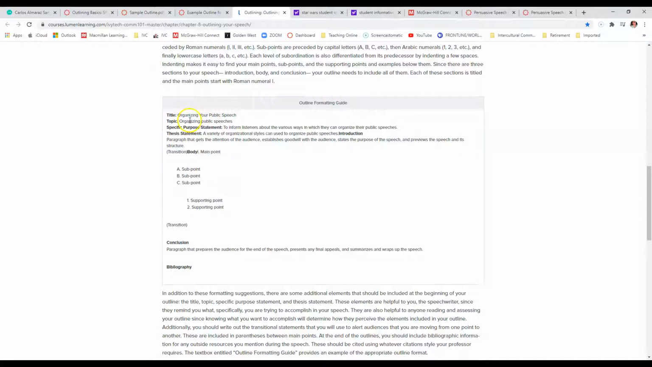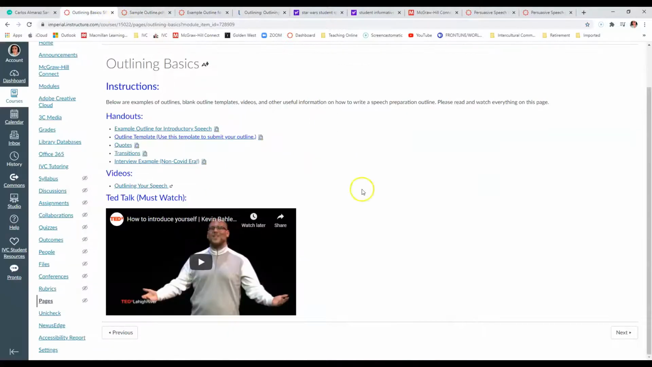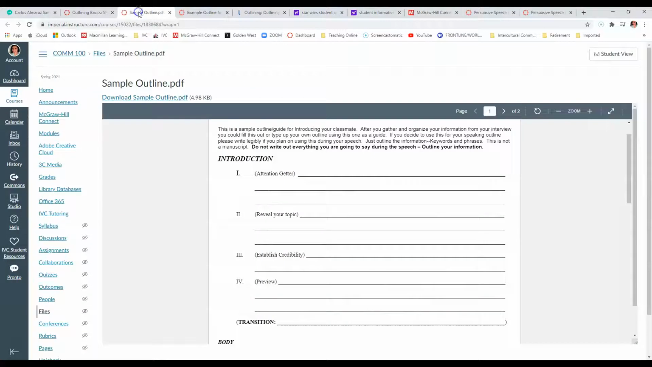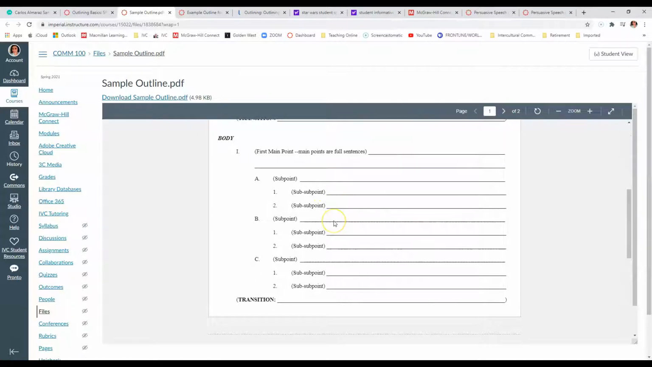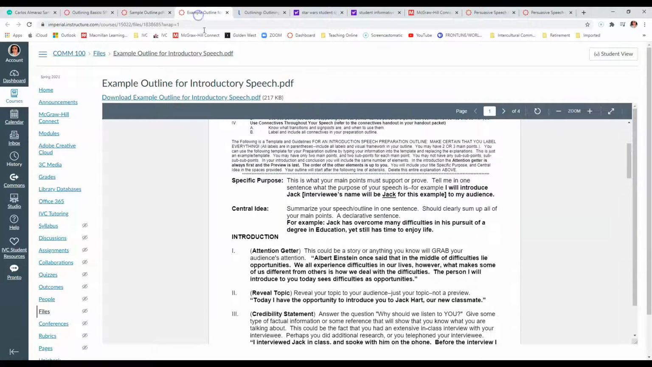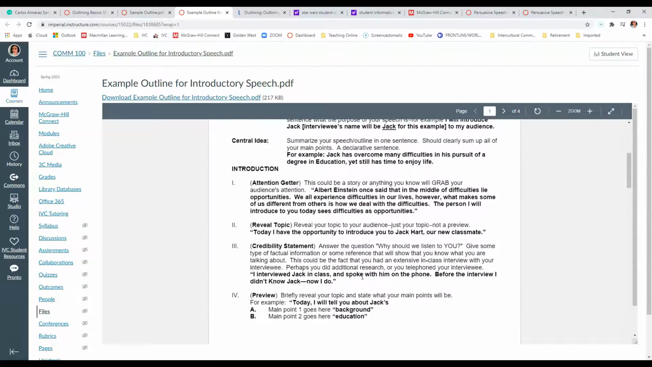So the page Outlining Basics has, of course, the sample outline that most of you have been using, and it's already indented for you. And also, if you go to the example outline for the introductory speech, not only does it have the outline of someone's speech, but it gives you an explanation of what the sentence in bold is there for.